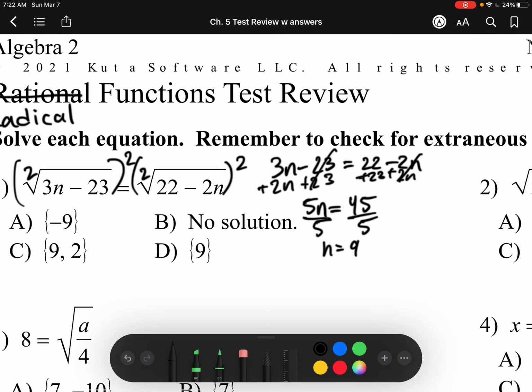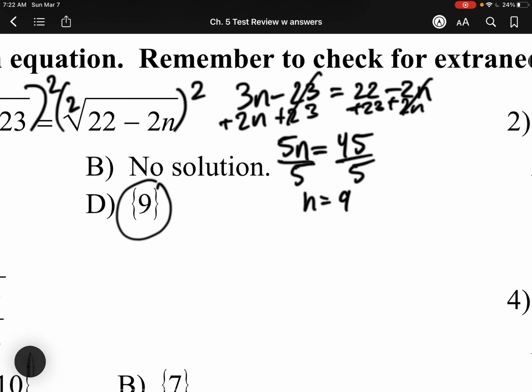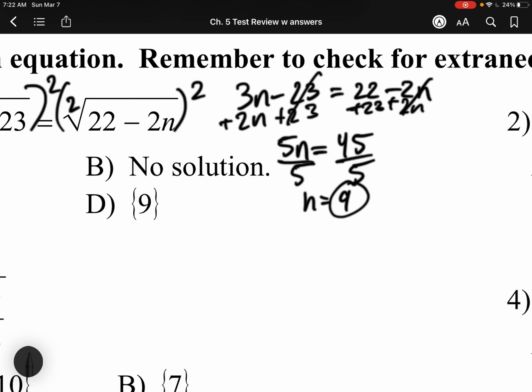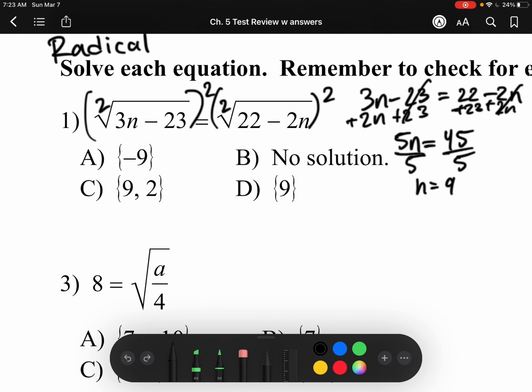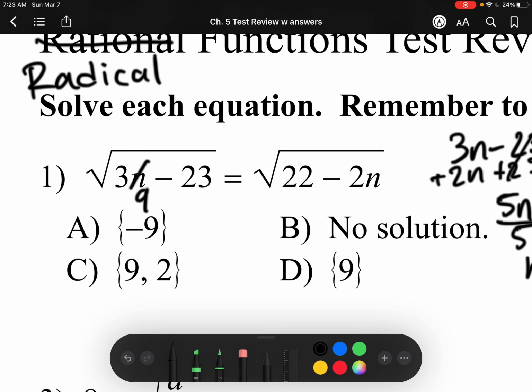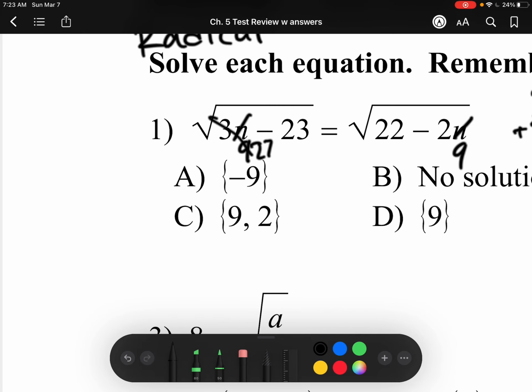So now we have to check for extraneous solutions. Because our answer could either be D or it could be B if when we plug this in, we don't get a true statement. So let's go ahead and plug in 9 into our original function. I'm going to erase this so I can see clearly the original function. So I'm replacing this n with 9, and I'm replacing this n with 9, right? So I'm going to do 3 times 9. 3 times 9 is 27, right? So then we have the square root of 27 minus 23. The square root of 27 minus 23 becomes the square root of 4, right? 27 minus 23 is 4.